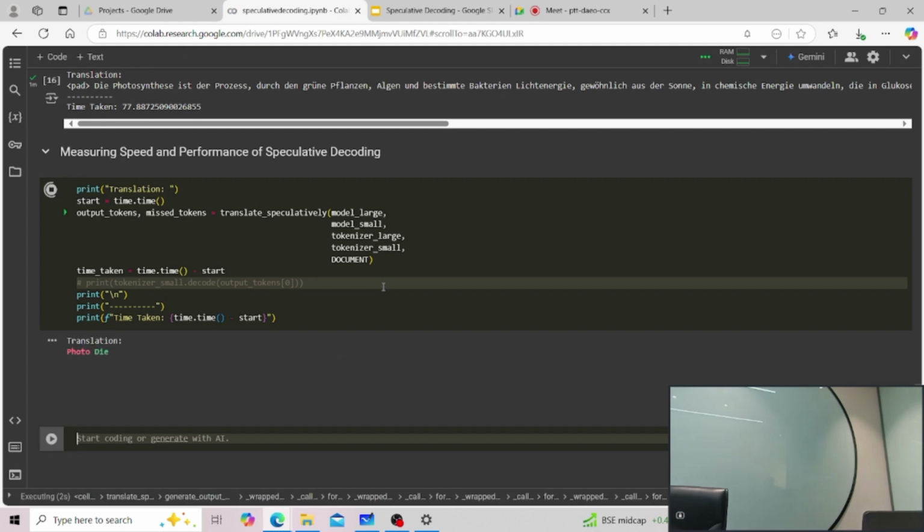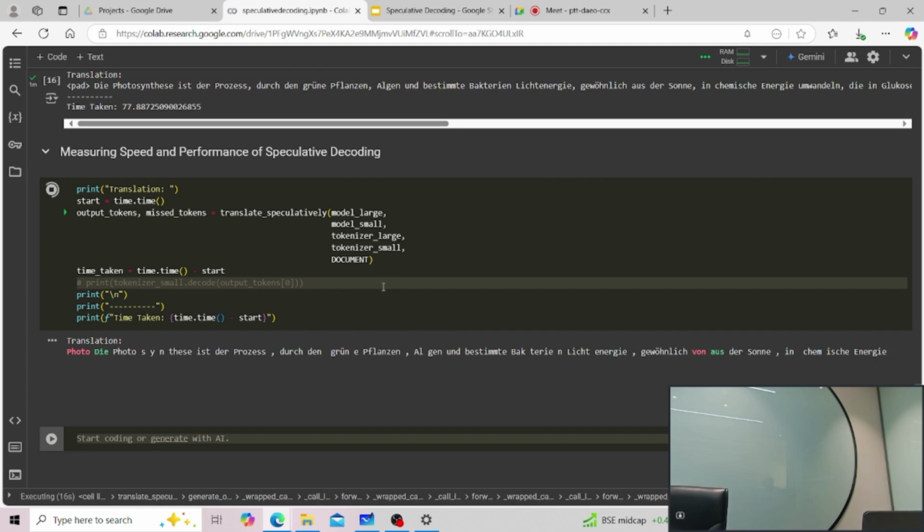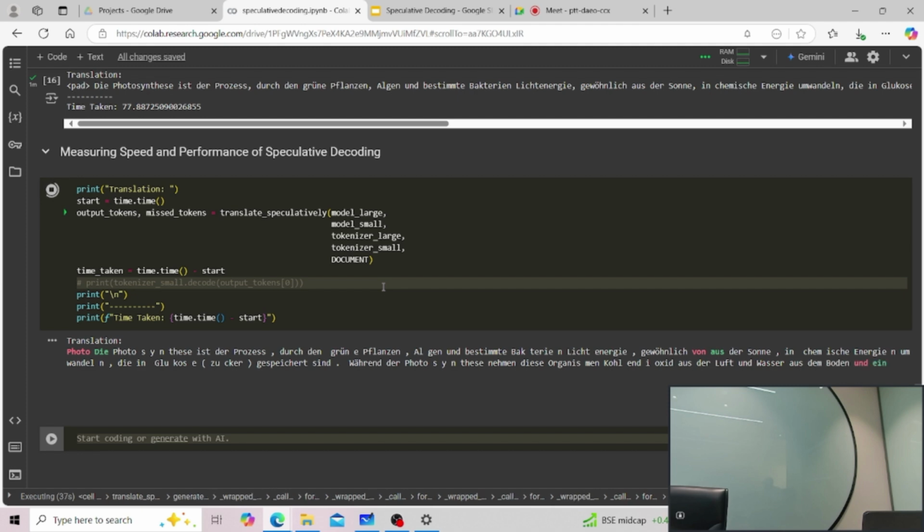So it starts translating. The red token is the token that was generated by the small model but rejected by the large model, and the green token is the replacement that was suggested by the large model. Again, we have one more token somewhere in the future that was rejected, and it will continue to generate. If you don't see any red or green, that means the large model has accepted all the tokens. So far so good. Again, one rejection by the large model.